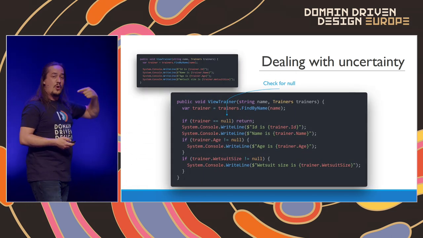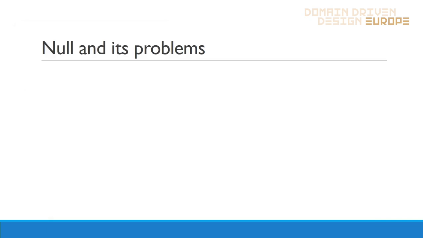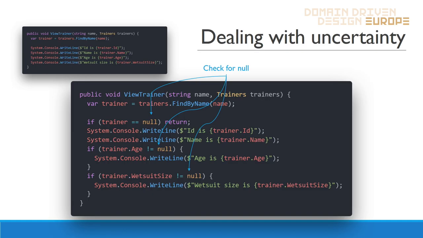The trainer could be null. We know that now. We've seen the repository work. So we need to check if trainer is not null. And then we need to check if the age is not null, because that's an optional value. And we need to check if the wetsuit size is not null, because, well, for any kind of mistake, it could not be set, right? So all of these different reasons are reasons why things can be null.